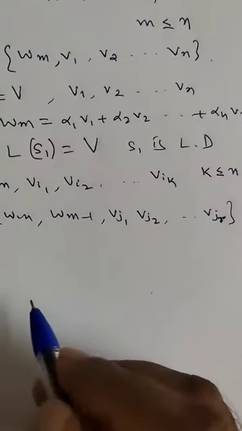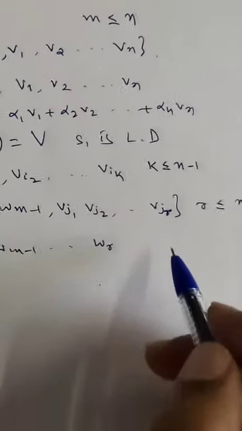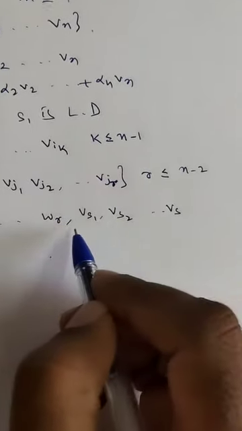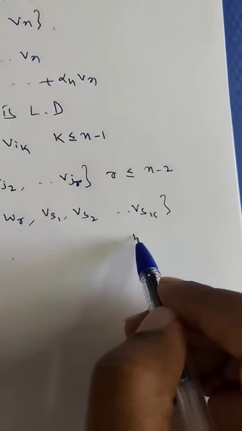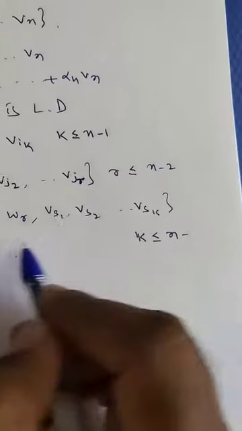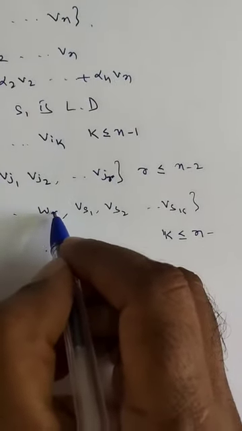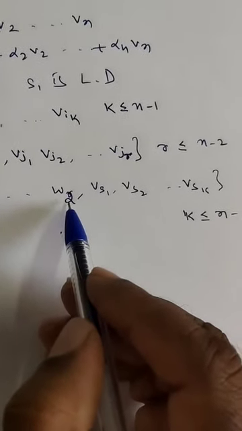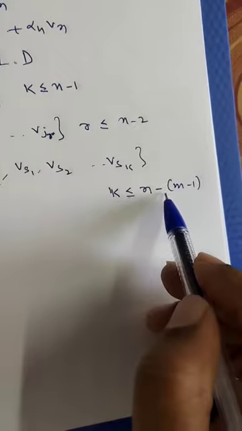Similarly, I can replace wm, wm minus 1, etc., up to w2. So this becomes vs1, vs2, etc., vsk, where k is less than or equal to n minus the number of elements we have replaced. How many elements have we replaced? m minus 1 elements were replaced, wm minus 1 up to w2, with w1 not taken.